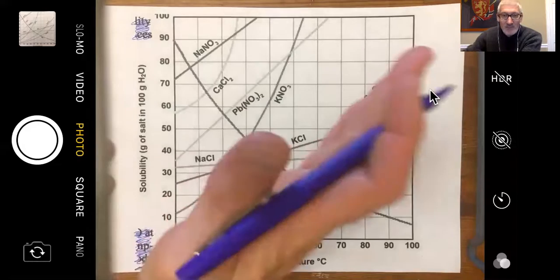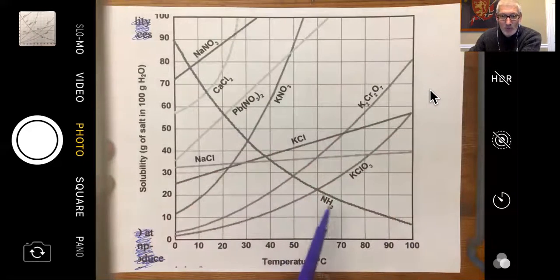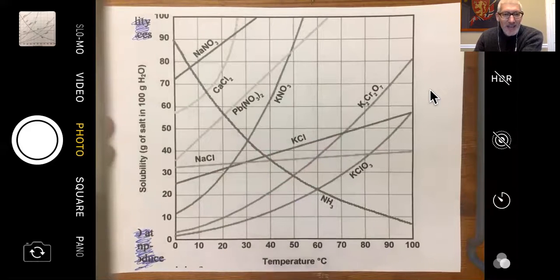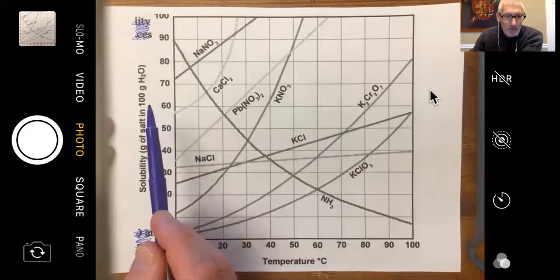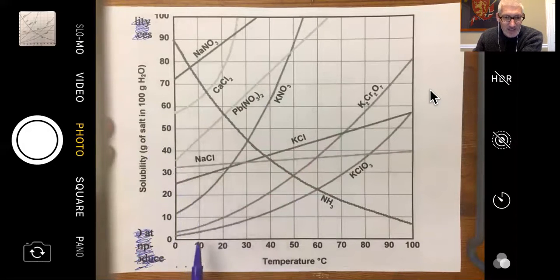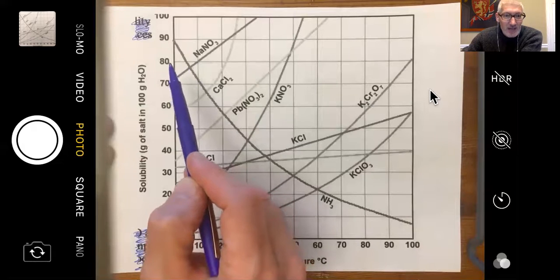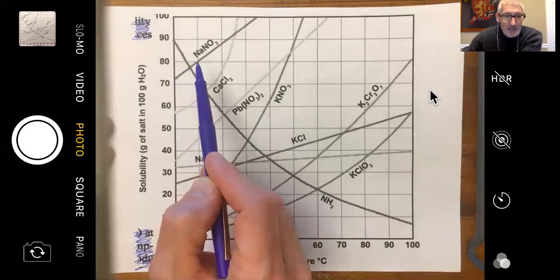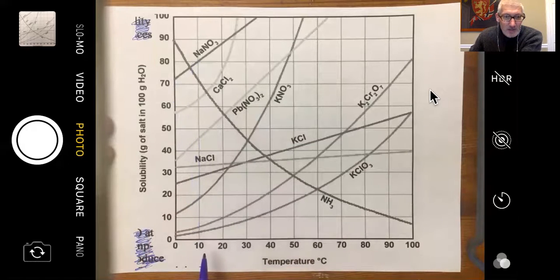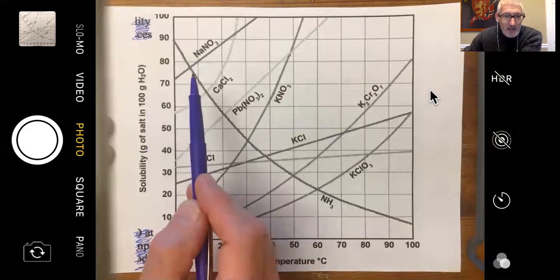And you see how all these graphs tend to trend upward. There's one noticeable example where the trend is downward, and we'll talk more about that later in this unit. So we can answer all kinds of questions here. I could ask you, if I have 100 grams of water at 10 degrees Celsius, what's the maximum amount of sodium nitrate that I could dissolve? Well, I'd look at my graph and say I can dissolve 80 grams of NaNO3, because at 10 degrees for 100 grams of water, that's what the graph is telling me.